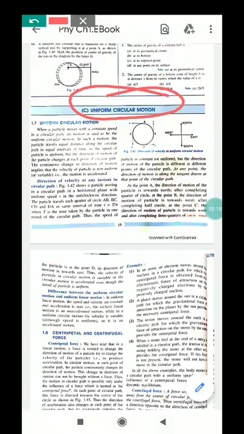The motion of an object along a circular path is called the circular motion. When a body moves along a circular path with a constant, that is uniform speed, its motion is called uniform circular motion.